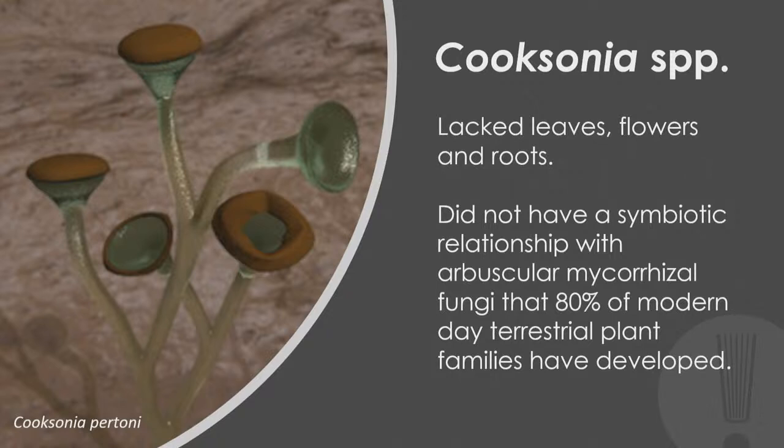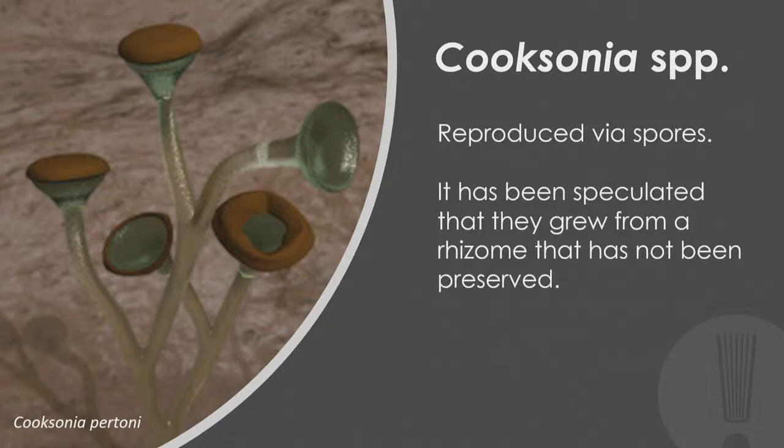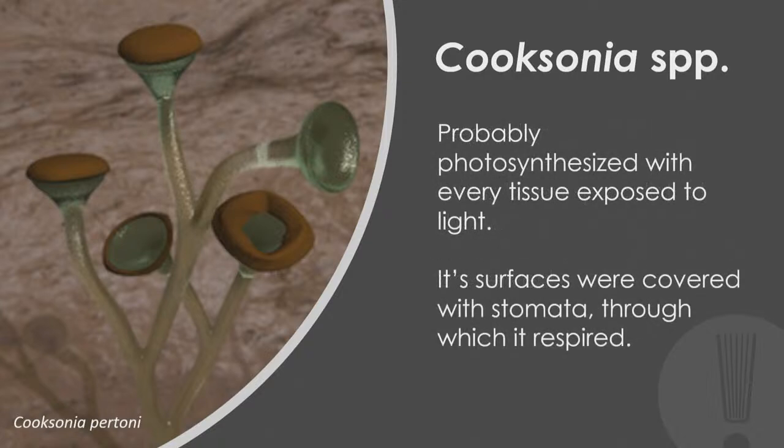Did not have any symbiotic relationship with arbuscular mycorrhizal fungi in the soil, which 80% of modern land plants currently rely on, a relationship with fungi in the soil in order to get the nutrients they need. These did not have that yet. Plants had not evolved that relationship yet. They reproduce via spores, and it has been speculated that they grew from a rhizome that has not been preserved.